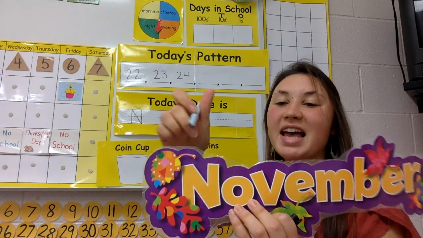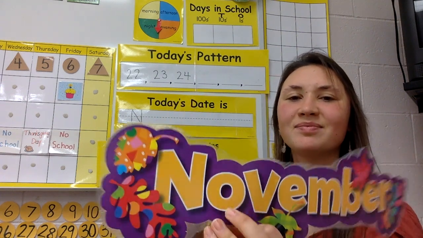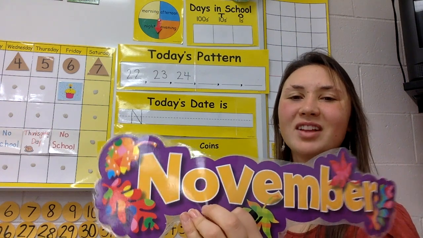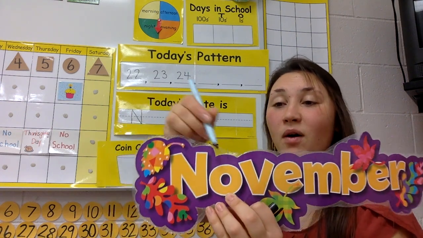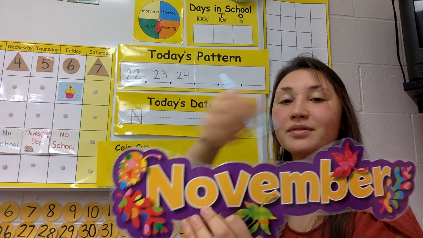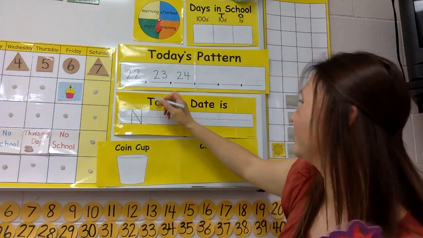What comes after the N? What letter is this? Whenever it's just a circle like that, yeah, it's an O. November. So, make an O.